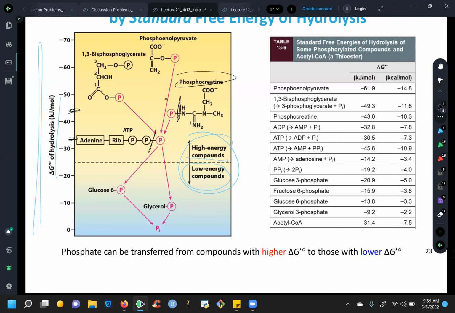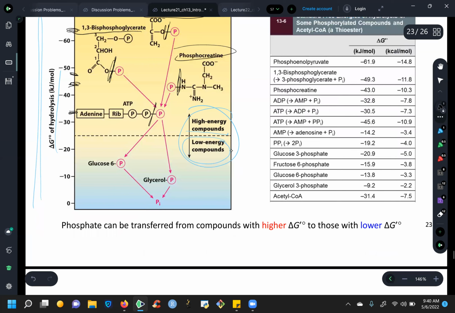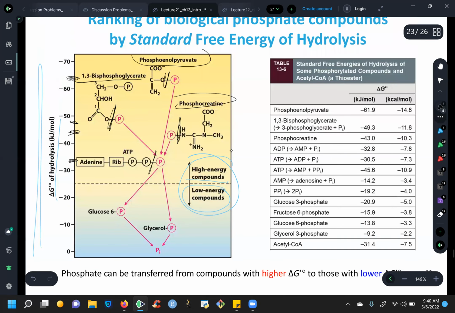For 1,3-bisphosphoglycerate, when we remove this phosphate, we almost have 50 kilojoules per mole. And for phosphoenolpyruvate, when we remove this phosphate, we have more than 60 kilojoules per mole of energy that is released. But those are the three that we should really know.